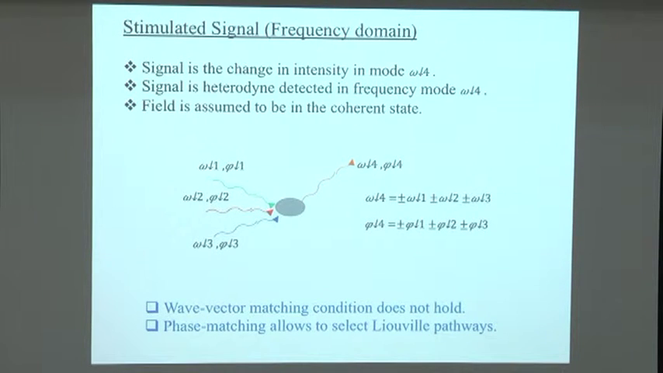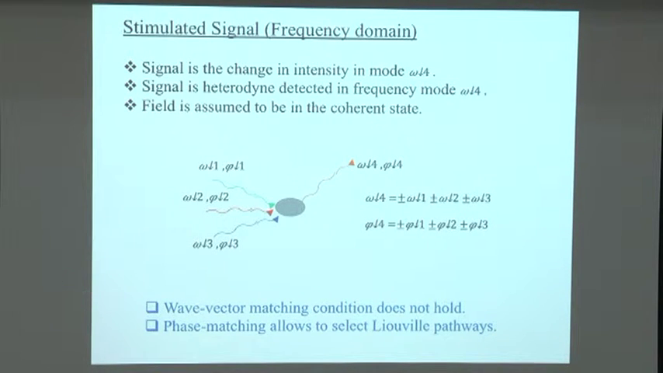So these are the omega 1 and phi 1, omega 2 and phi 2. So these are the different frequencies that my molecule is interacting with, and then you have a signal generated in omega 4, and because of the energy conservation and phase matching, these are the phases of the signals, the fields. And this is the phase of the signal, and you can have signal coming out in different phases.